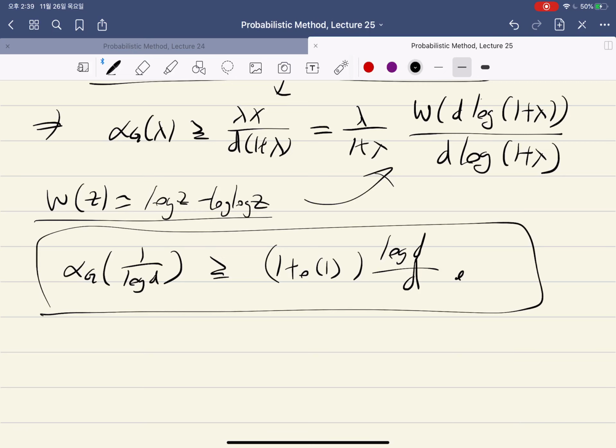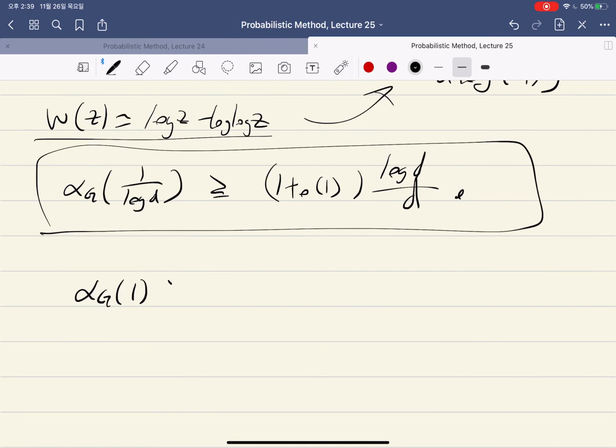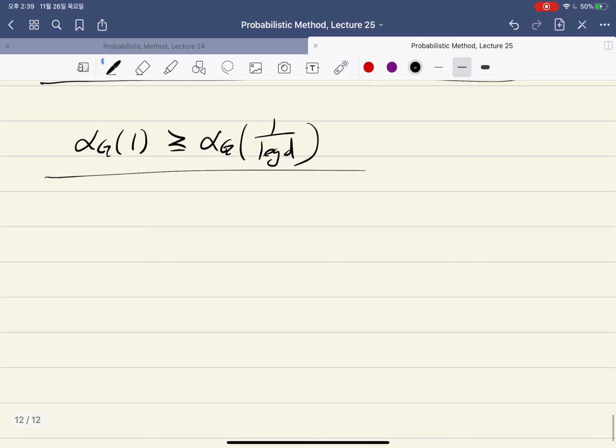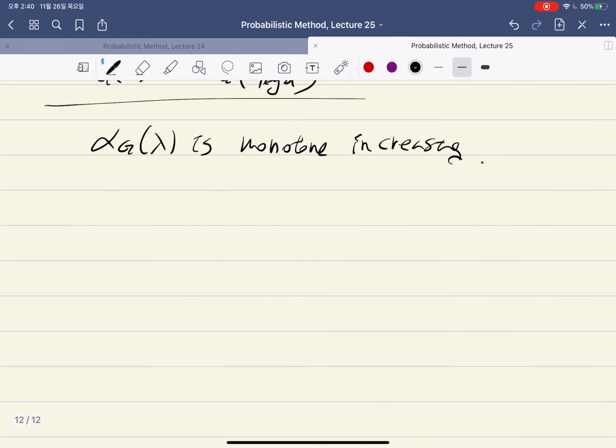So now only one thing is left: we want to show that alpha of g lambda, which we wanted to measure, is actually as large as this alpha of g at 1 over log d. So in some sense, we want to show that this is monotone increasing in terms of lambda. So that's all that remains to show. I think I didn't exactly measure the time, but it's a bit over, but let's keep doing it anyway.